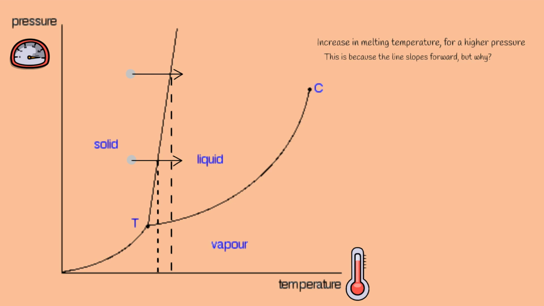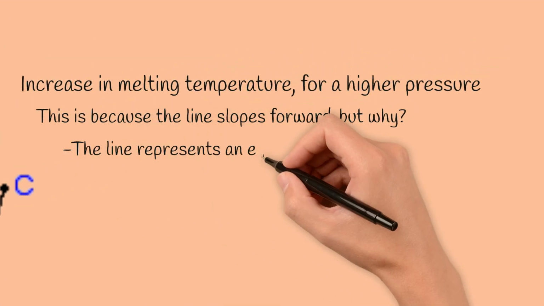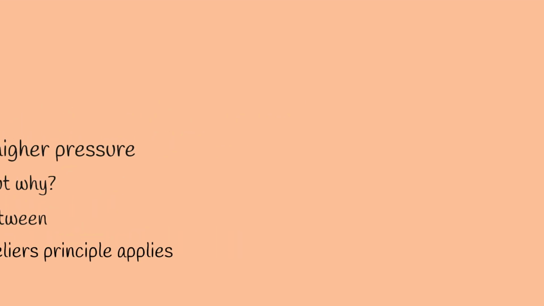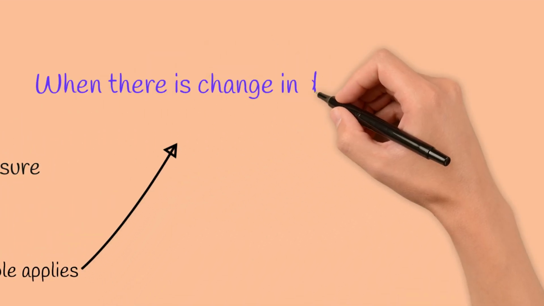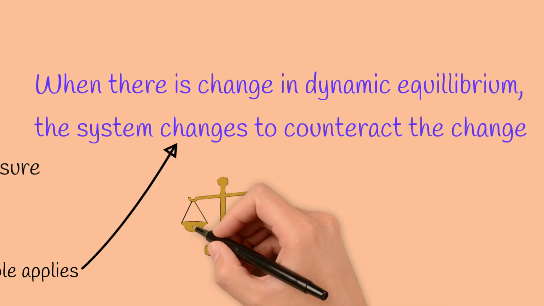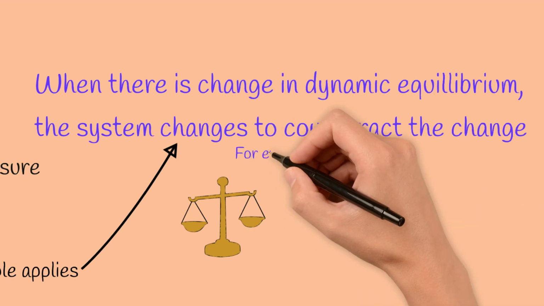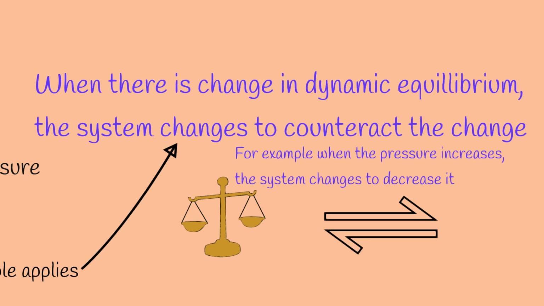First I want to explain a bit about the equilibrium of the system. As said before, the lines represent equilibrium between the phases, so Le Chatelier's principle applies. This states when there is a change of a variable or state in dynamic equilibrium, the system changes to counteract this change. For example, when the pressure increases, the system favors the process which causes a decrease in pressure.